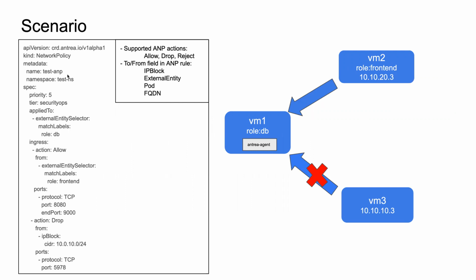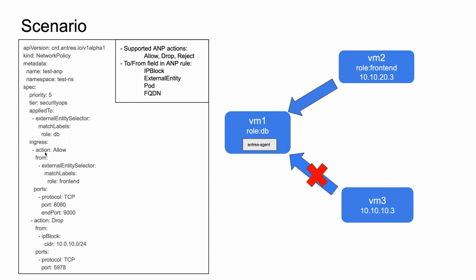Here's the example use case. We have defined an Antrea network policy with a spec like this, and we want to apply this Antrea network policy to the external entity which has labels role equals DB. In this graph, it is VM1. It has the label that matches the external entity selector. I need to mention that this part of the Antrea network policy change is not supported right now, and it is the new feature we want to add to the Antrea network policy.